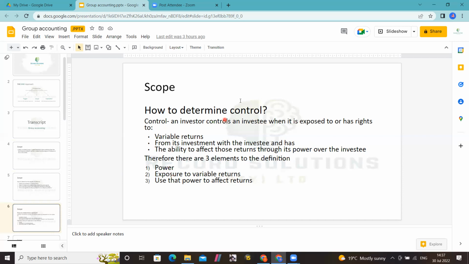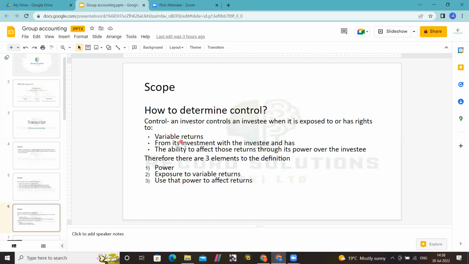The first element. And do you see the second element? It says variable returns. So we have to make sure that we are exposed to these variable returns, not fixed returns, but variable returns. I will explain that one after. And the third one is just a link: can we use that power that we just determined to affect these variable returns?